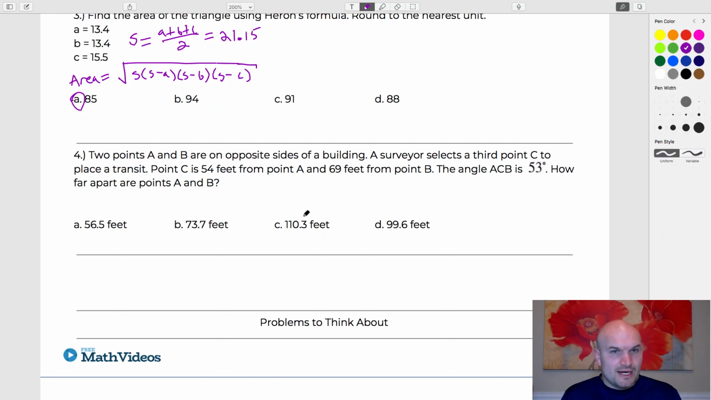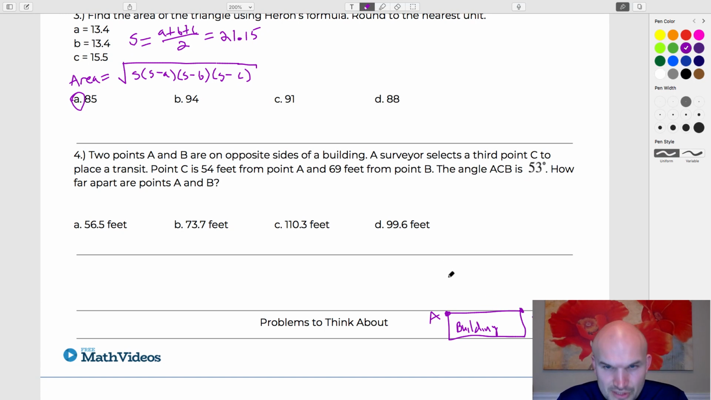All right, last one. Another word problem that now we've got to figure out what the heck is going on. So it says 2 points are on opposite sides of a building. So let's draw a building. Now, it looks like this one might make sense if I'm looking from a bird's eye view. So let's say here's the building. Okay, so let's call this A. And here's B. So 2 corners of a building.